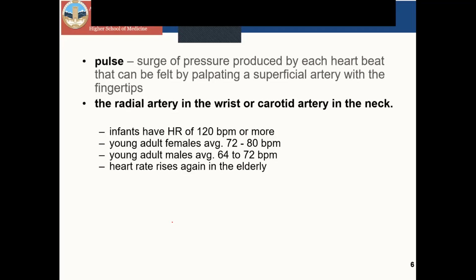Radial artery, do you see me or do you see only slides? Guys? Yes, teacher. We see you, teacher. Yes, we see you. Okay, I hope you see.